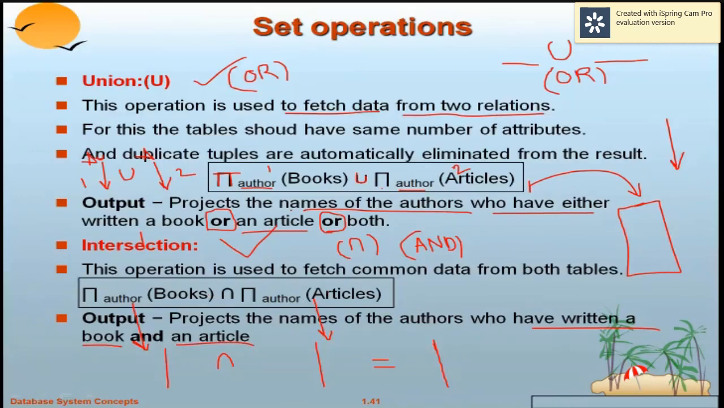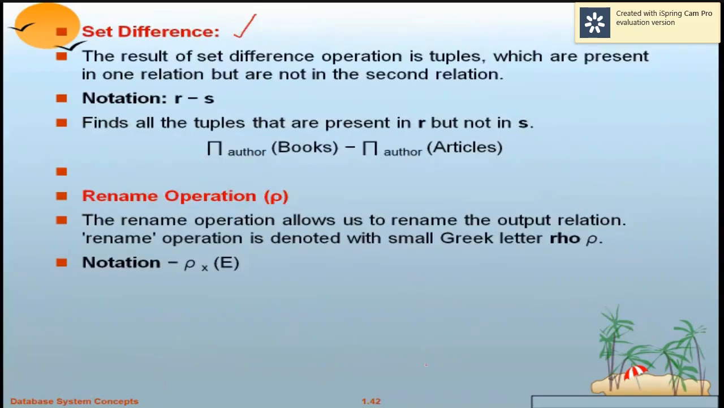So you have a query here having an AND condition to be satisfied, and that is my final output. So this is about the set operation of intersection. Now let's see what the set difference is. Set difference has to satisfy the NOT condition.